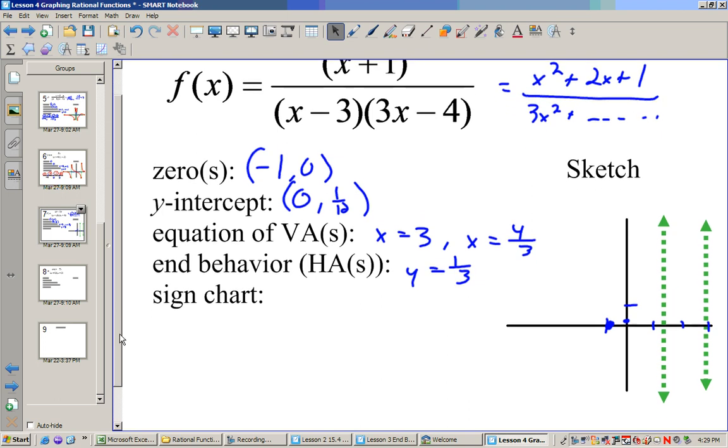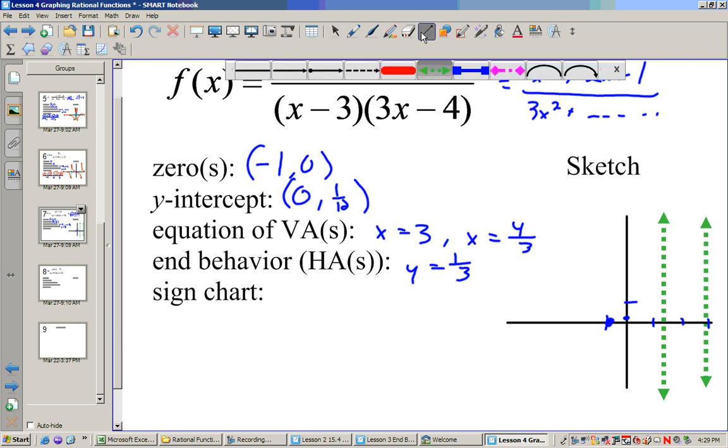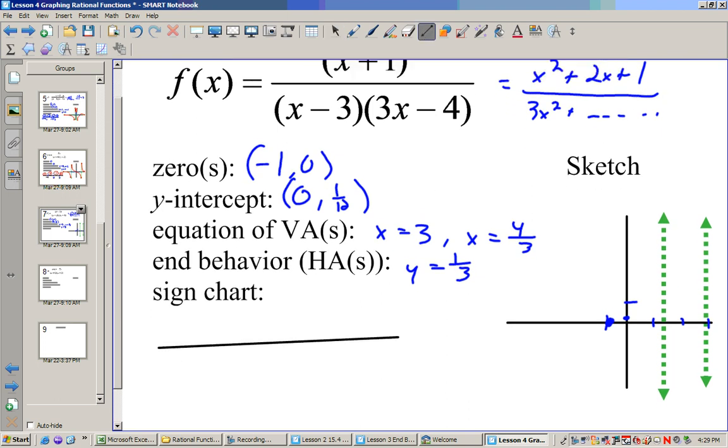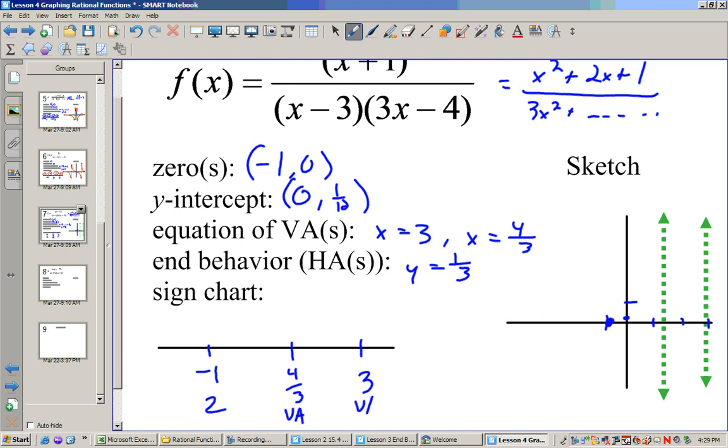All right, now we can draw our sign chart with our zeros, which is just negative 1, and our vertical asymptotes at 4/3 and another one at 3. Now sometimes it helps to say that that's a 0, this is a vertical asymptote, this is a vertical asymptote. Now we know 0 lies in here, and it's a positive 1/12, so that's an easy part of our sign chart, so that's positive.